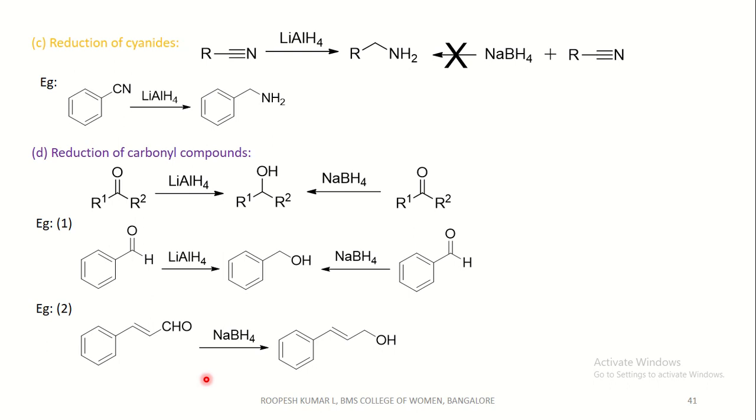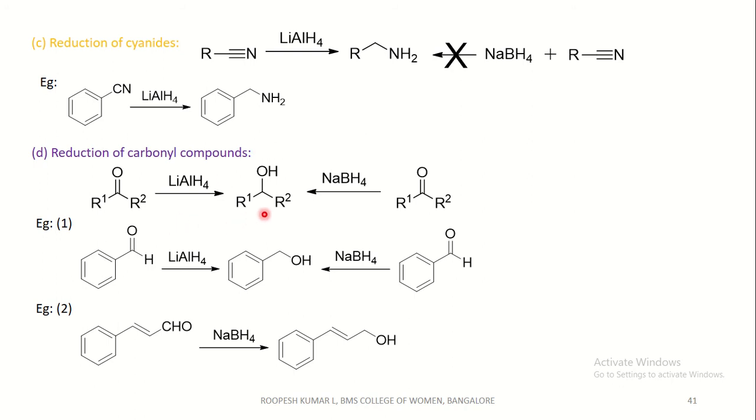Reduction of cyanides. Cyanides get reduced to the corresponding amine in the presence of LAH, whereas sodium borohydride can't reduce the cyanide to the corresponding amine. This is the example. Benzonitrile gets reduced to benzyl amine in the presence of LAH, whereas sodium borohydride can't reduce this benzonitrile to benzyl amine.